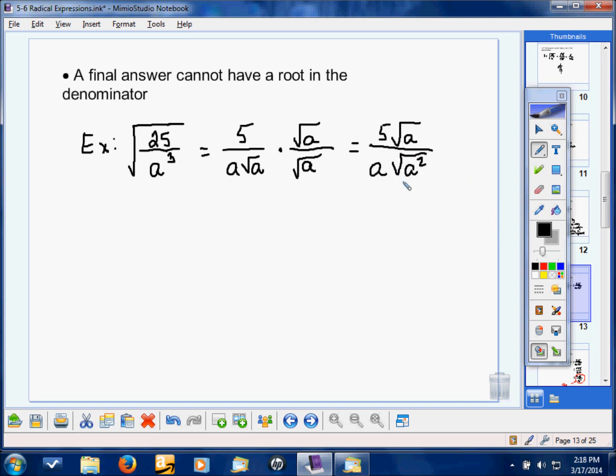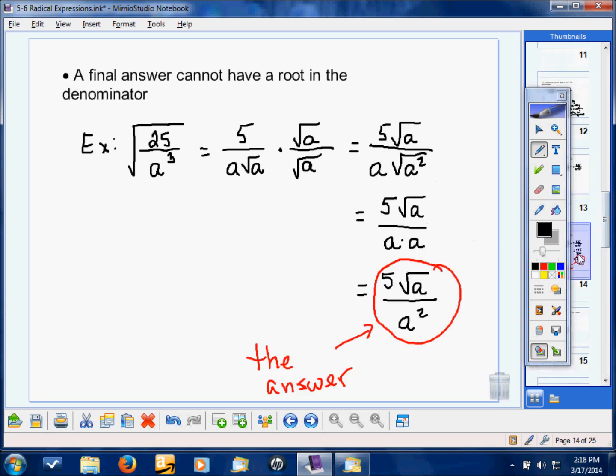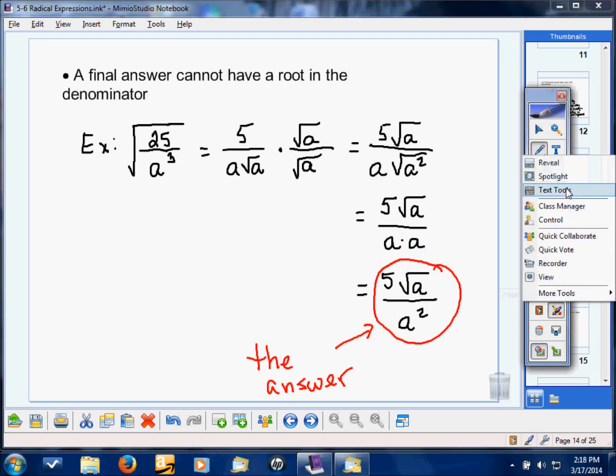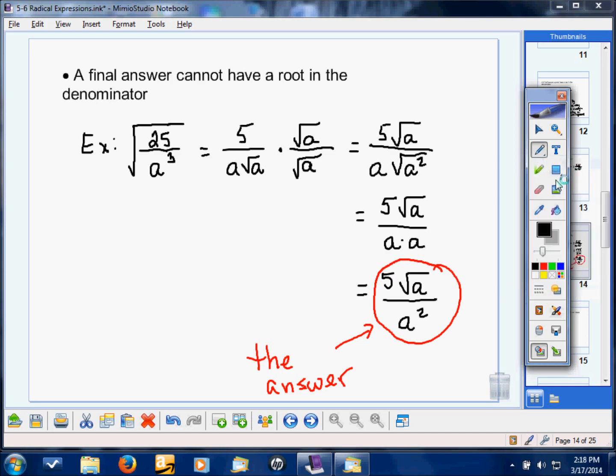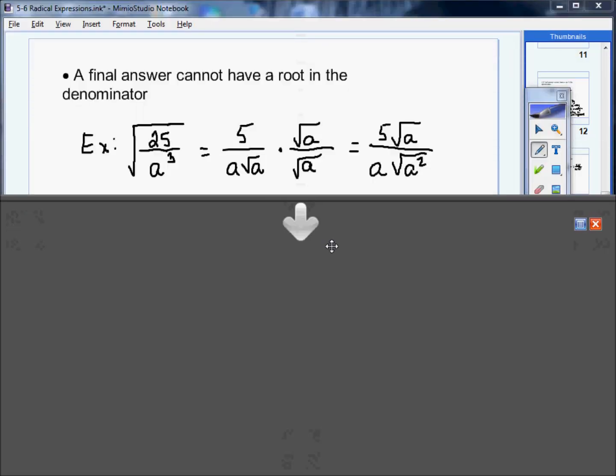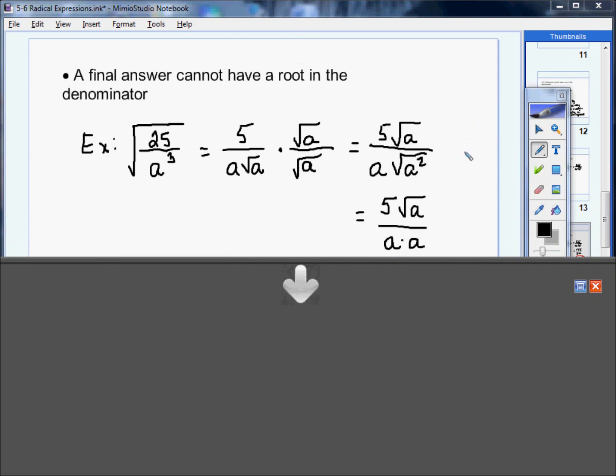Not really. How much is the square root of a squared? A. So the square root of a squared is actually a. I'll put up the hide screen so it's not too much for you to see at once. Here's where we were. Square root of a squared is a. Does everybody see that? Yes. The square root of a squared is a.